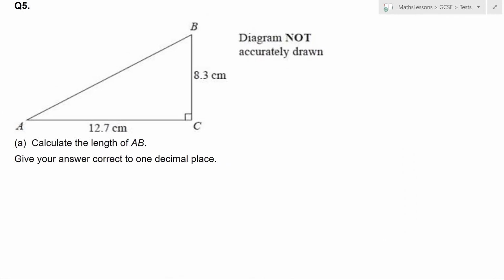Right, question 5 comes in 2 parts. The first one is to calculate the length of AB here, and we're to give our answer correct to 1 decimal place. So we have AC and we have BC. So therefore we know we can use Pythagoras' theorem. We should know that AB squared will equal AC squared plus BC squared. So this side squared here plus this side squared here equals that side squared.